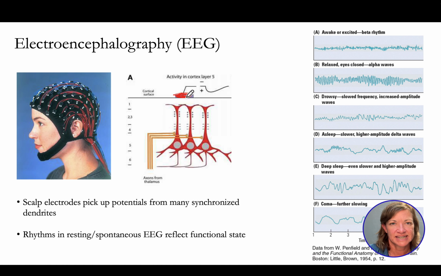The electrodes are located here, so outside the scalp, right? They're sitting on the skin, and you may have seen these skull caps that are covered in little electrodes with wires running to them. That's an EEG skull cap.